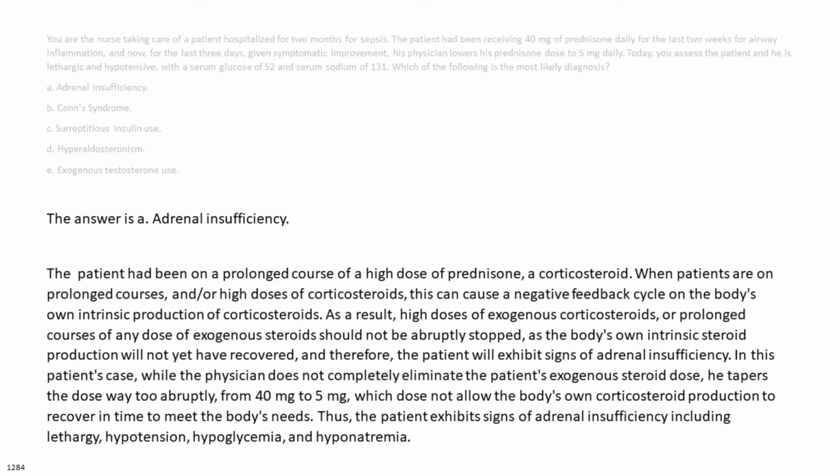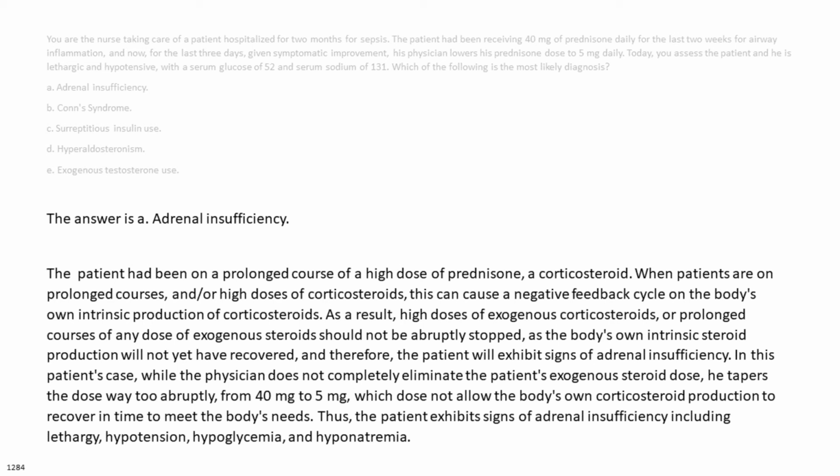The answer is A. Adrenal insufficiency. The patient had been on a prolonged course of a high dose of prednisone, a corticosteroid. When patients are on prolonged courses and/or high doses of corticosteroids, this can cause a negative feedback cycle on the body's own intrinsic production of corticosteroids.